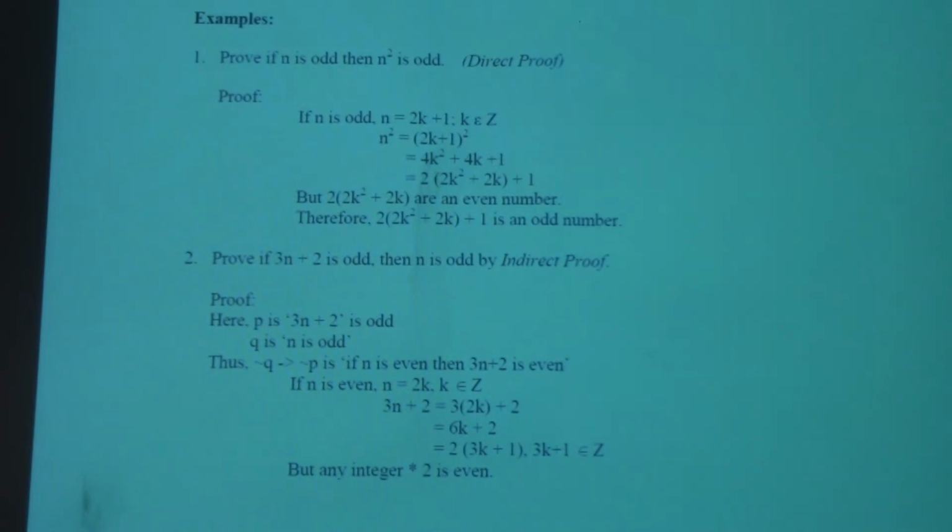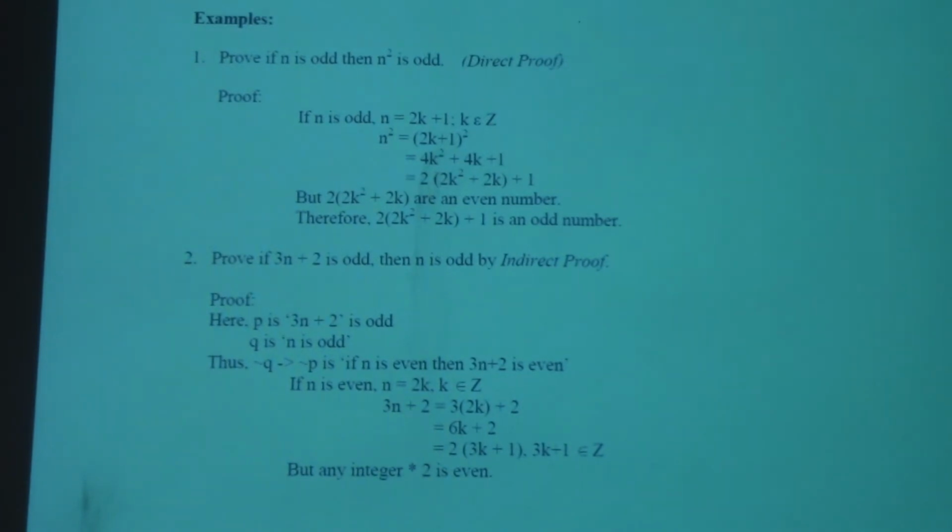Okay, so let's look at another example. Let's say we want to prove if 3n plus 2 is odd, then n is odd. Now that's a more difficult one. It's going to be a little more difficult, but we can try to prove the indirect proof. The indirect proof is not Q implies not P. That means if n is not odd, then 3n plus 2 is not odd. But if something is not odd as an integer, it must be even, because we only have even or odd integers. We don't have anything in between. So we can restate it. If n is even, then 3n plus 2 is even.